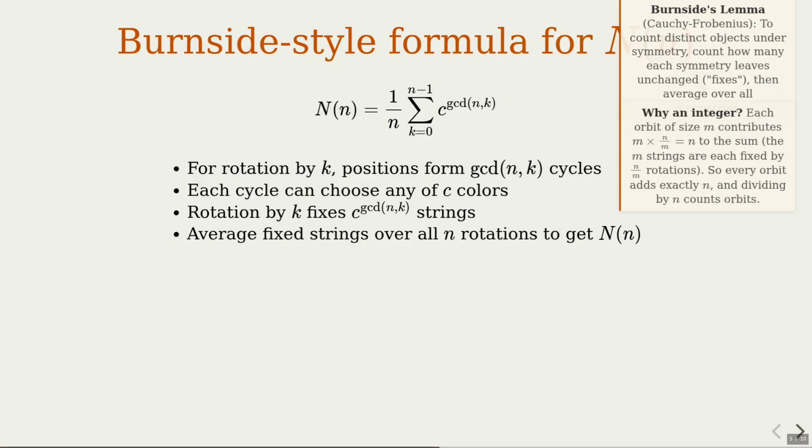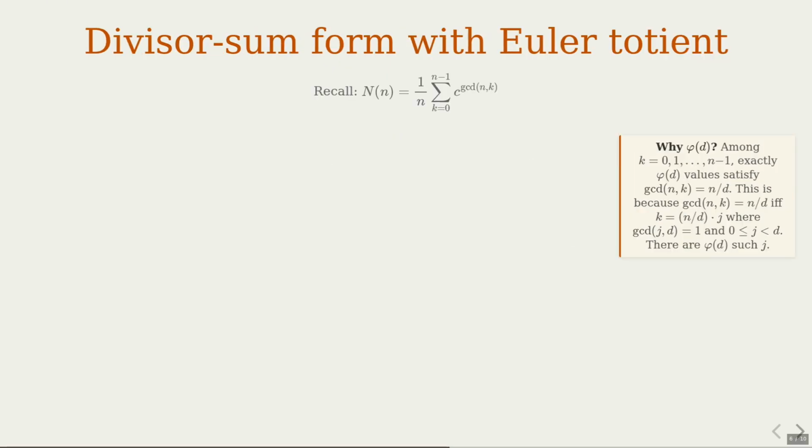This expression already lets us compute necklace counts, but we can reveal more structure by rewriting it in terms of divisors of n. We can reorganize the rotation sum into a cleaner divisor sum that highlights Euler's totient function. Here, the sum runs over divisors d of n, phi of d counts certain rotations, and each contributes a power of C depending on n over d.